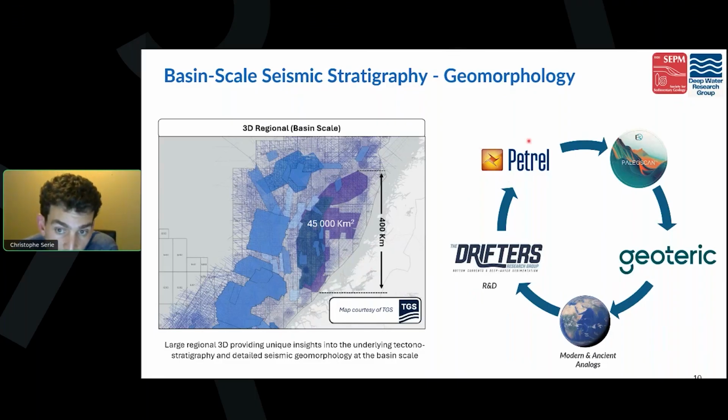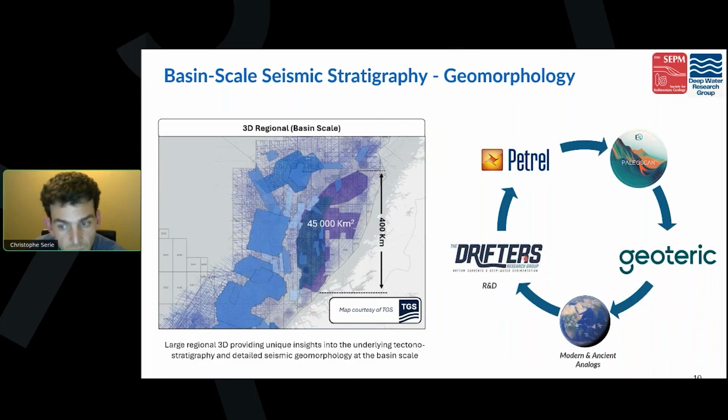So there's a traditional approach, mapping with Petrel, and then the use of PaleoScan and integration with Geoteric. And then one of the main turning points is trying to look at modern and ancient analogs that are also supported by the drifter, as we have seen with Sarah, and later on Javier, who will be presenting some of their work. This is very inspiring, trying to better get a picture of the complexity of those deep water systems.